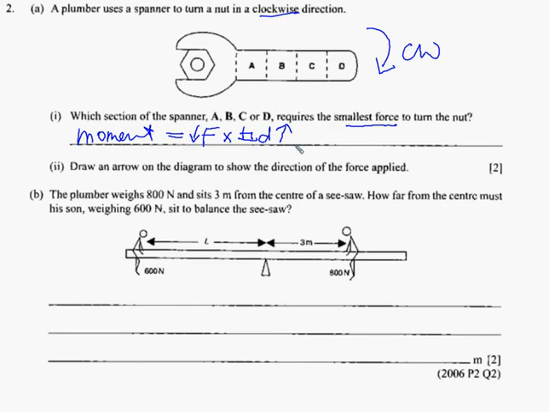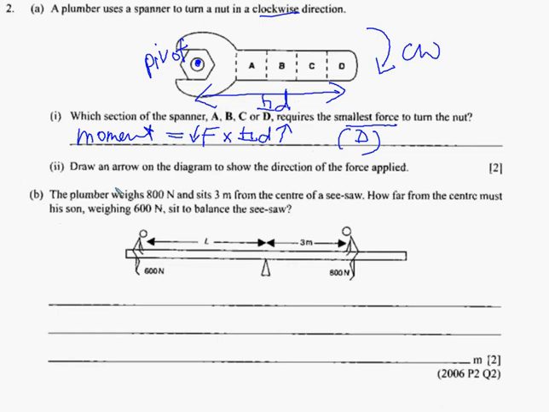So in this case, the answer will be D, which is the section furthest away from the pivot, the turning point of the spanner. So it has to be the greatest distance here, which is the perpendicular distance D. Okay, that's for A part 1.